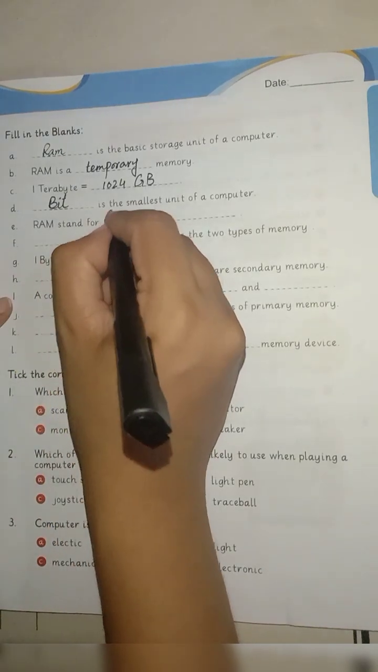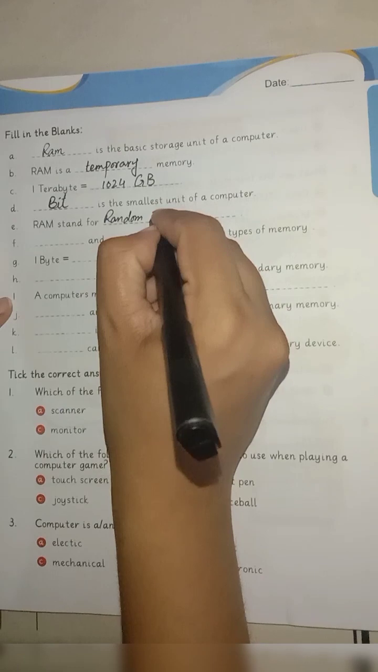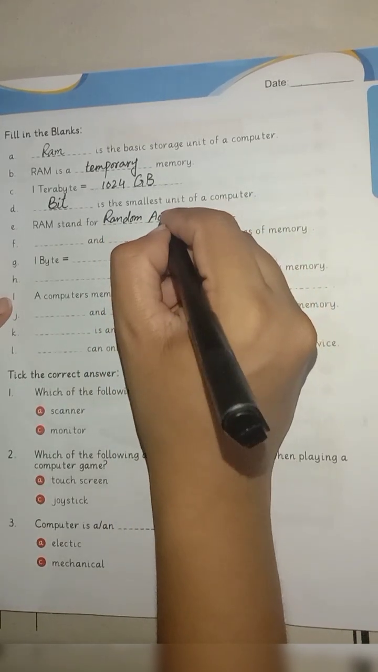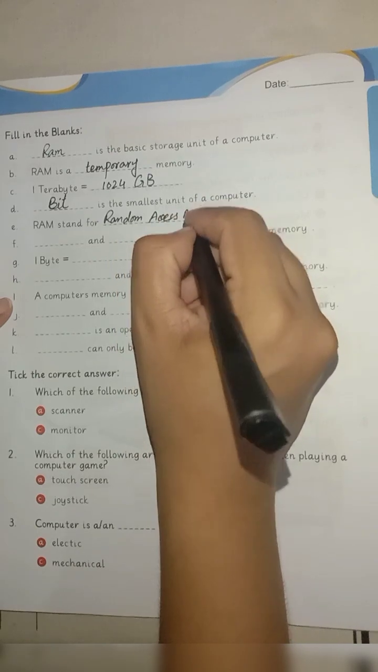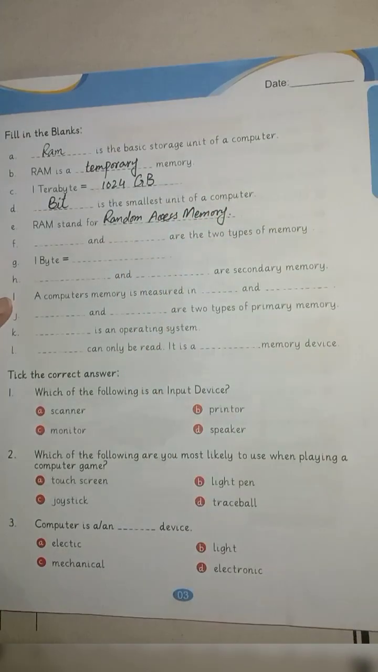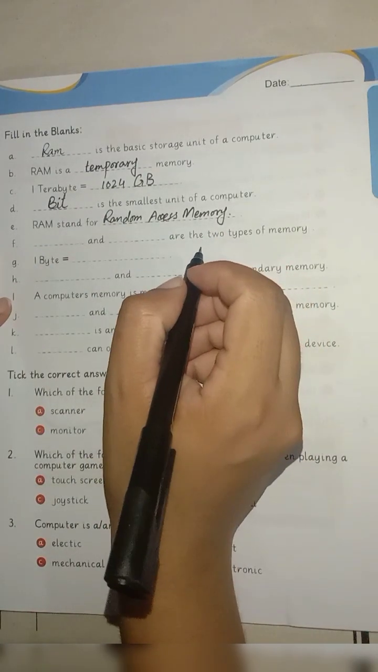RAM stands for random access memory. Dash and dash are the two types of memory.